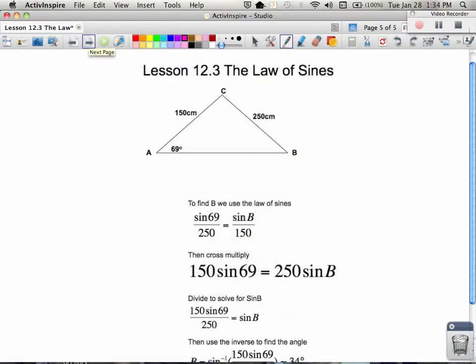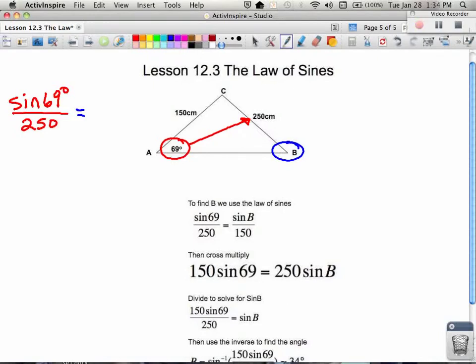So here we see another example of a triangle, and I notice that in this triangle, I have angle A at 69 degrees, and the side across from it is 250. So I'm going to start out by saying, hey, look, I know that the relationship, the sine of 69 degrees divided by 250 should be the exact same relationship as the sine of angle B, which I don't know yet, divided by the side that's across from it, which is 150.